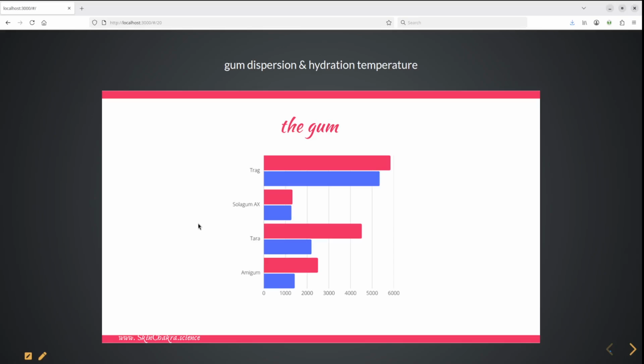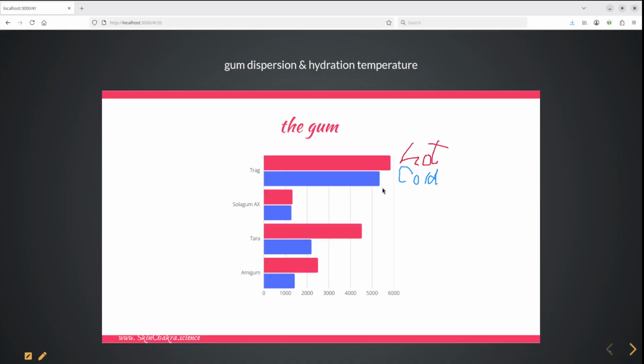Even the method of gum dispersion and hydration, hot versus cold. The pink bars here are hot dispersion. Look how beautiful I can write. And the blue bars are the cold dispersion. So for the same gum, we have used either hot or cold dispersion.